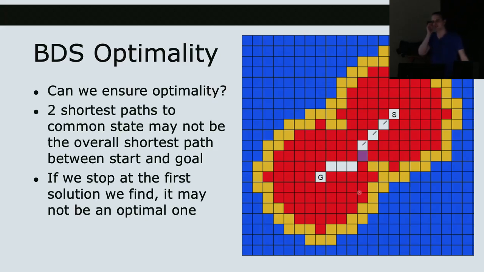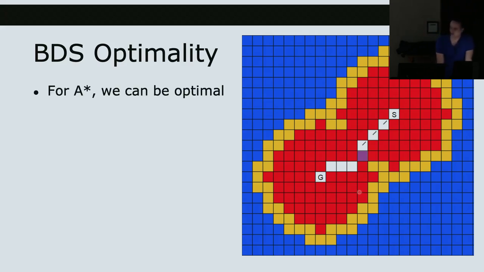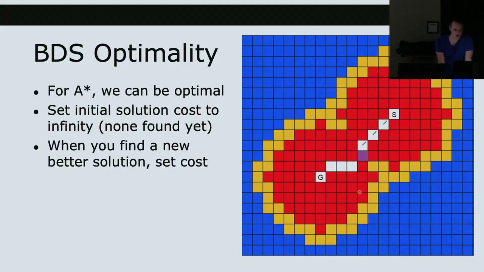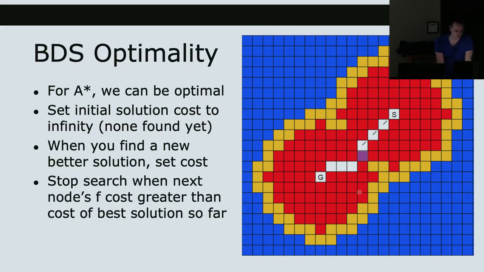So just because it's A star, optimality of the first solution goes out the window when we talk about bidirectional search. This is actually quite a complex topic, but it's not going to be worth a ton of marks on the assignment. For A star, we can be optimal if we want to. What we're going to do is not take the first solution we find. We're going to initially set a solution cost to infinity because we haven't found a solution yet. When we find a solution, we set it as the new best solution if it is better. And we're going to stop the search when the next node's f cost is greater than the cost of the best solution so far.